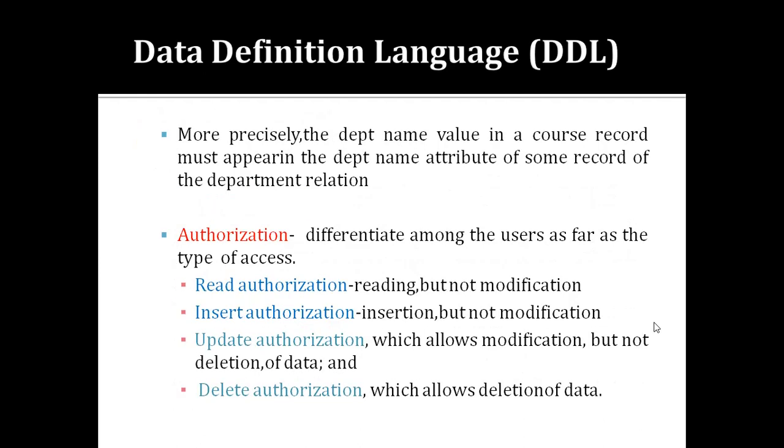After that, authorization. Authorization means we are giving authority for accessing data. We already saw the authorization processes and the types we give. Read authorization means a person can read the data but is not able to modify it. Second is insert authorization, where insertion is possible, so we can add some data, but not modification. Third is update authorization, which allows modification but not deletion of data.